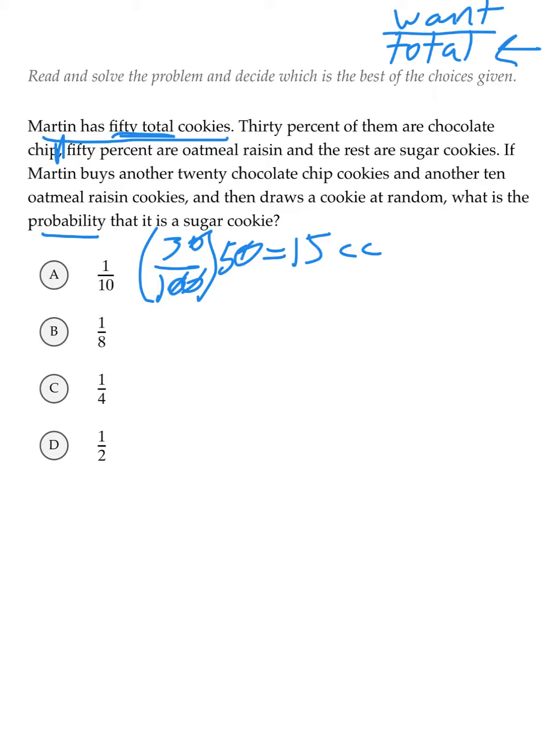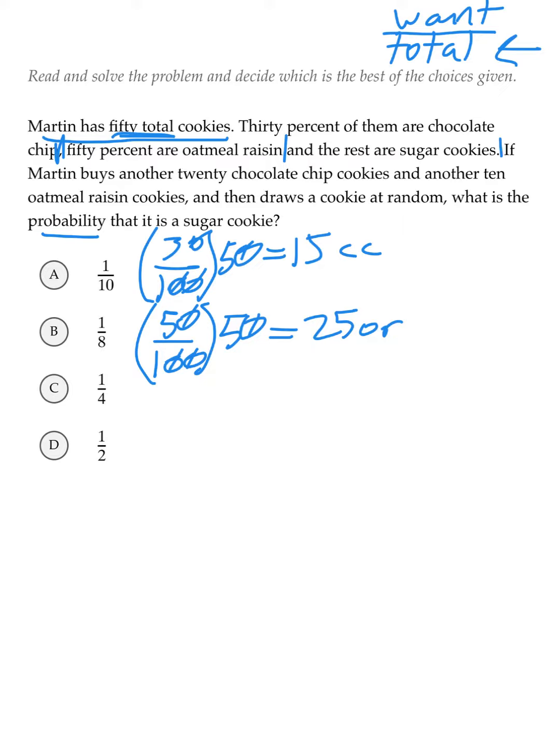50% are oatmeal raisin. Let's stop there and do the same thing. 50 over 100 times the 50 total cookies that Martin has. If we eliminate some zeros in the numerators and denominators, we would get 5 times 5, or 25 oatmeal raisin cookies. The rest are sugar cookies.